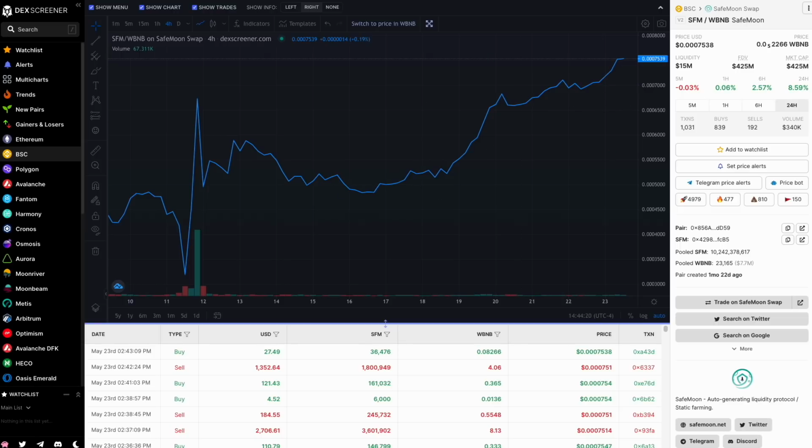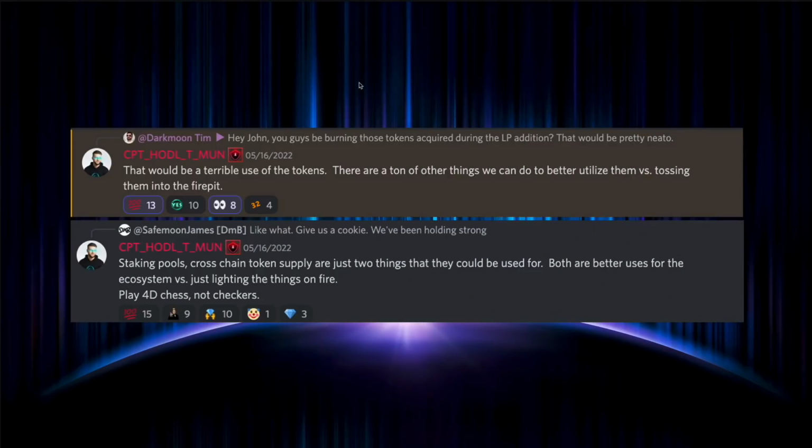Now let's fly on over to this. This is a question I asked John Caroni about the Safemoon tokens that were acquired during the LP V1 to V2 transfer. And I said, hey John, you guys be burning those tokens acquired during the LP addition? That would be pretty neato. John Caroni responded, that would be a terrible use of the tokens. There are a ton of other things we can do to better utilize them versus tossing them into the fire pit.